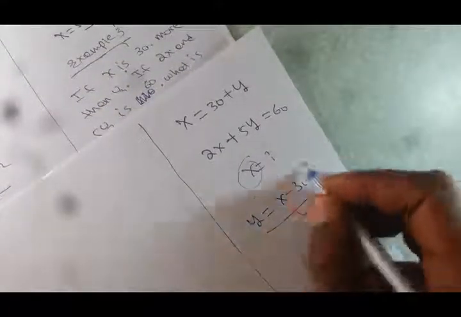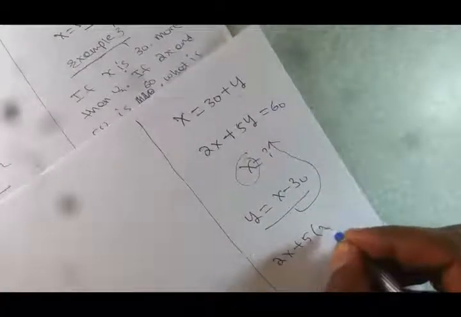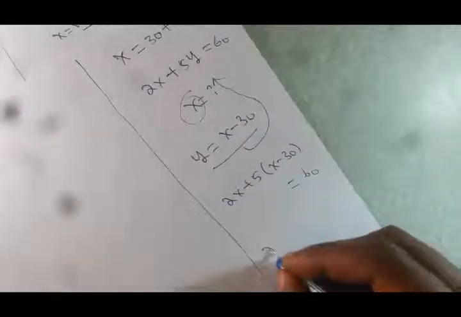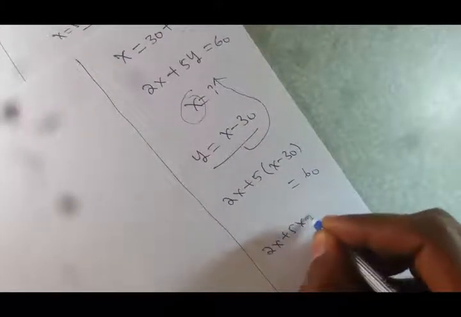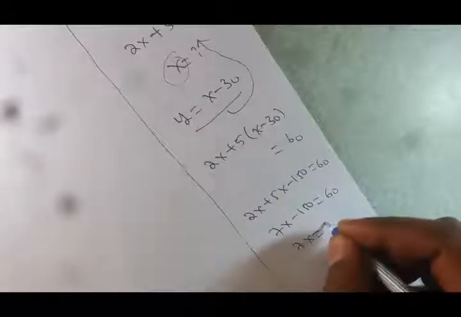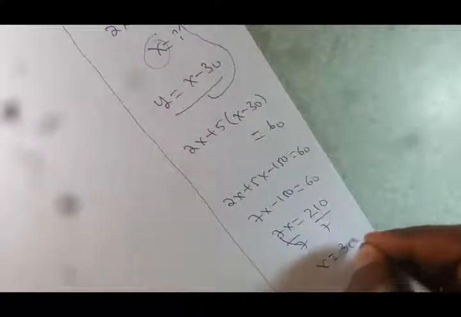Inserting y into the second equation: 2x plus 5 times x minus 13 is equal to 60. This is equal to 2x plus 5x minus 65 is equal to 60. Therefore 7x minus 65 is equal to 60. 7x is equal to 125, divided by 7 on both sides. Therefore x is equal to 13.